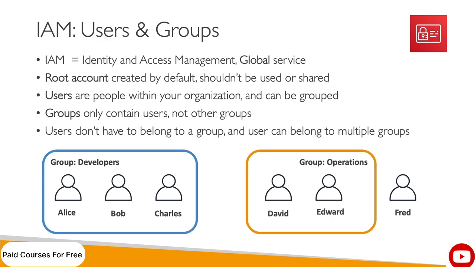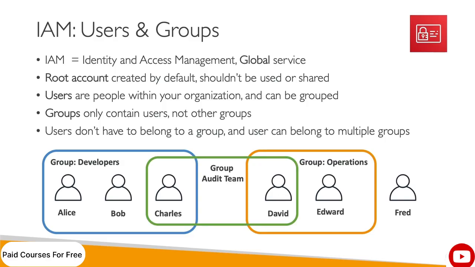Also, a user can belong to multiple groups. For example, if you know that Charles and David work together and they're part of your audit team, you can create a third group with Charles and David. And as you can see now, in this example, Charles and David are part of 2 different groups. So these are the possible configurations for IAM.